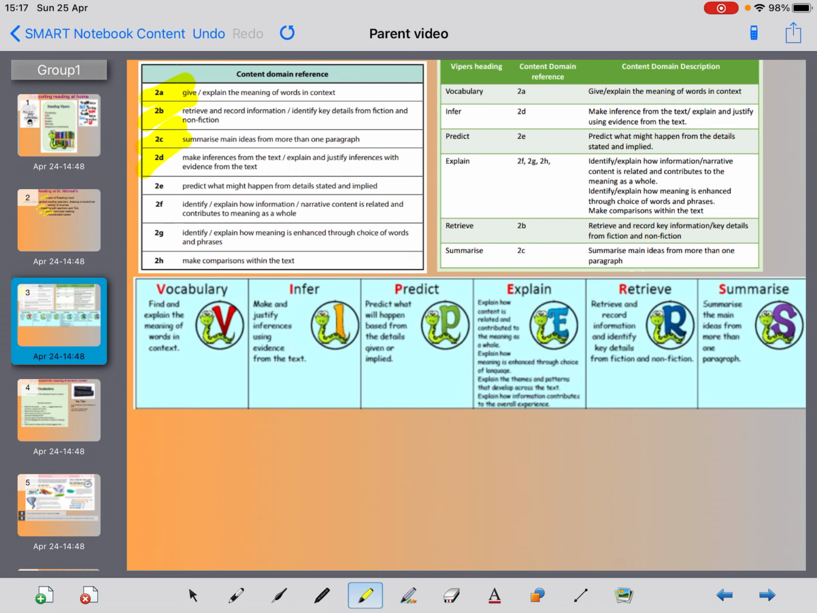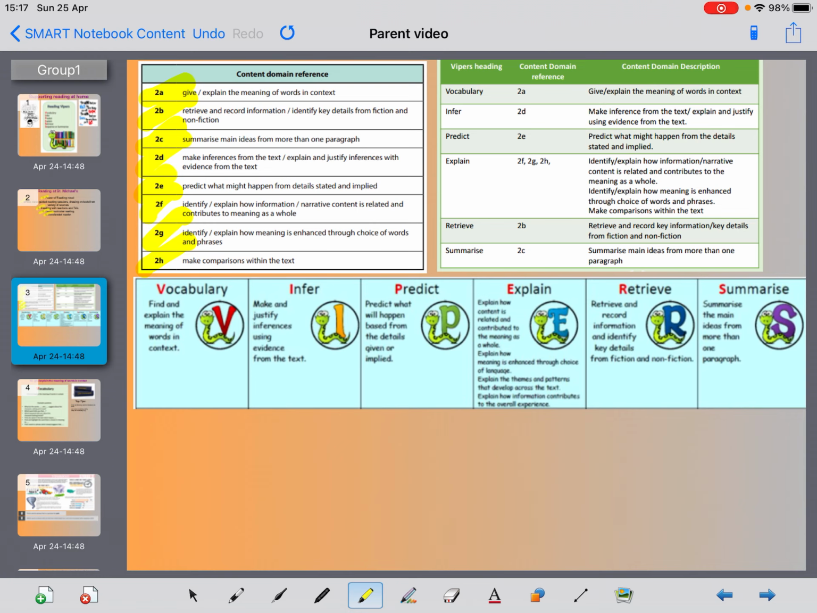2D, make inferences from the text. Explain and justify inferences with evidence from the text. 2E, predict what might happen from details stated and implied. 2F, identify, explain how information, narrative content is related and contributes to meaning as a whole. 2G, identify, explain how meaning is enhanced through choice of words and phrases. And 2H, make comparisons within the text.